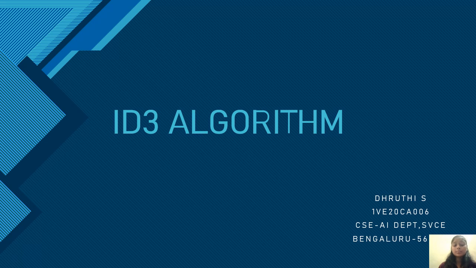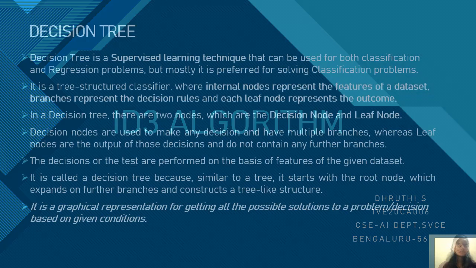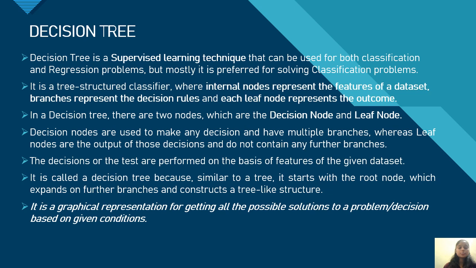It is basically a decision tree algorithm. Let's look into what we mean by a decision tree. A decision tree is a supervised learning technique that can be used for both classification and regression problems, but it is mostly preferred for solving classification problems. It is a tree-structured classifier where internal nodes represent the features of a dataset, branches represent the decision rules, and each leaf node represents the outcome.